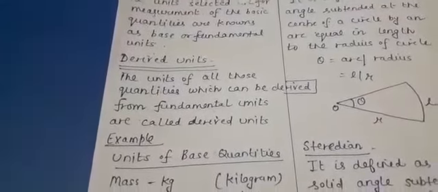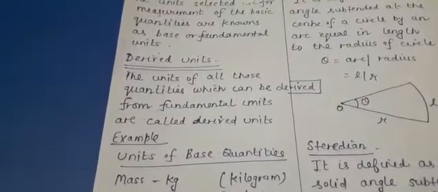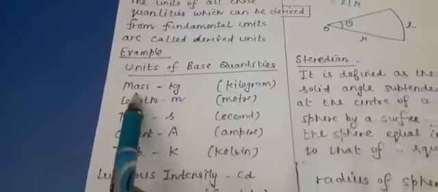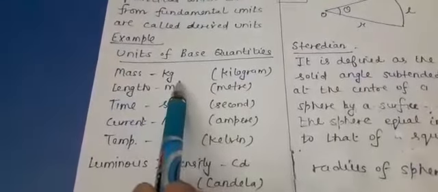Now here we will study the units of basic quantities. Here we have 7 basic quantities. That is mass, its unit is kilogram.